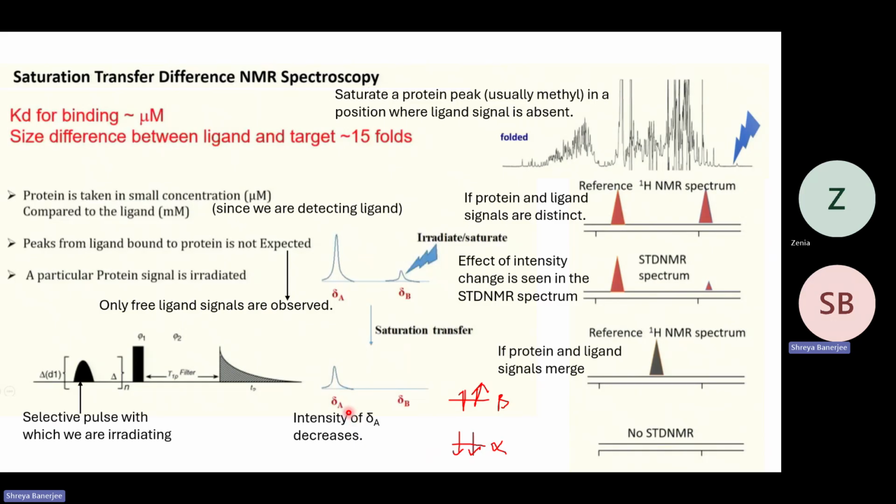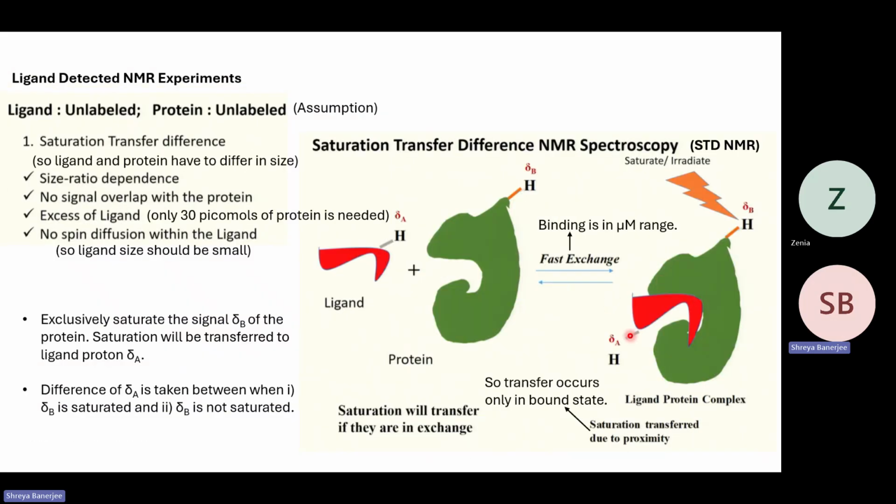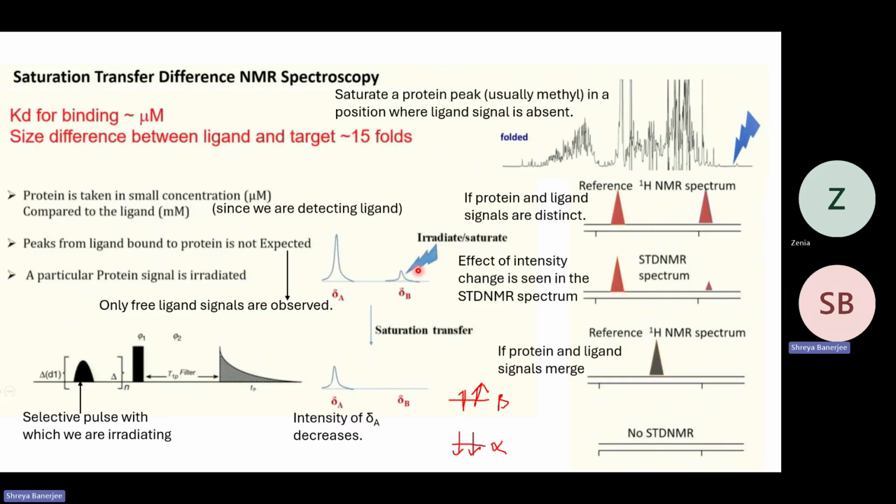So that is what is being observed here. And so the peaks we observe are only for the free ligand. We are not observing any peaks for the ligand bound to the protein, because the ligand bound to the protein is getting saturated by this irradiation. So we are saturating delta B, and its peak is disappearing. That saturation is getting transferred to delta A, and only the delta A, which is part of the protein, that peak will disappear, because that is getting saturation transfer from delta B.